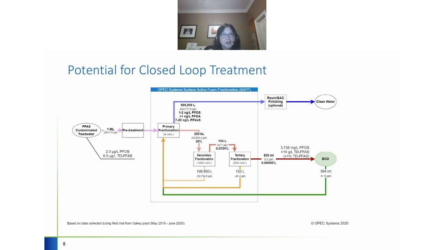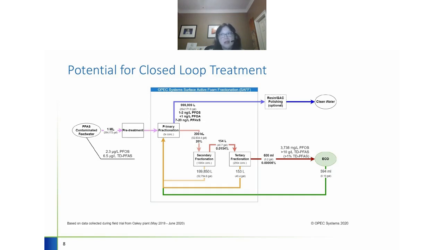All right, now let's go back to foam fractionation. As we heard from Pete and Dave, it requires really no chemical additions and no sorbent, so you don't need to worry about disposal or incineration of spent sorbent. The foam concentrate after sequential foam fractionation steps becomes an excellent candidate to couple with destruction technology, including electrochemical treatment. You can see on the slide that OPEC and CDM Smith are collaborating on a closed-loop treatment system to separate, concentrate, and destroy PFAS.